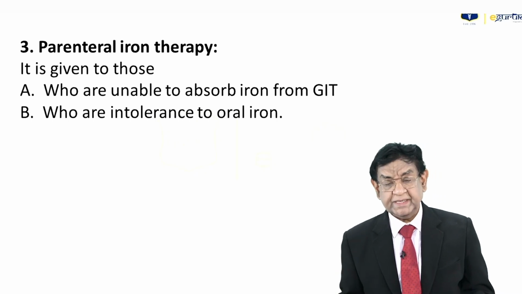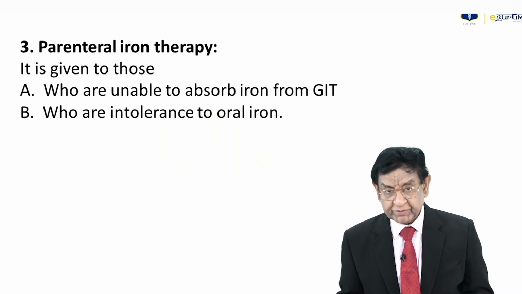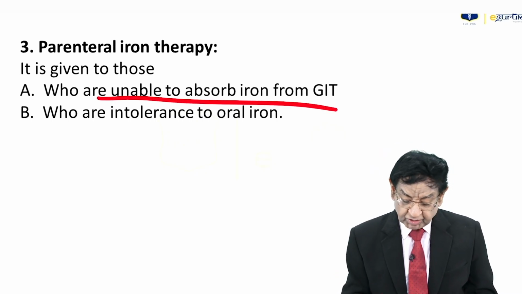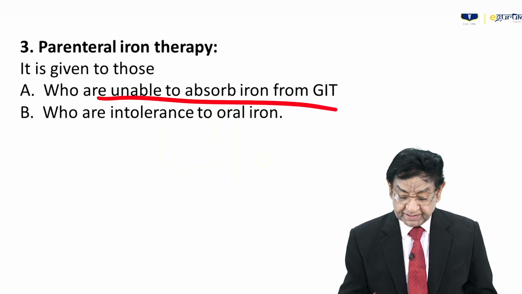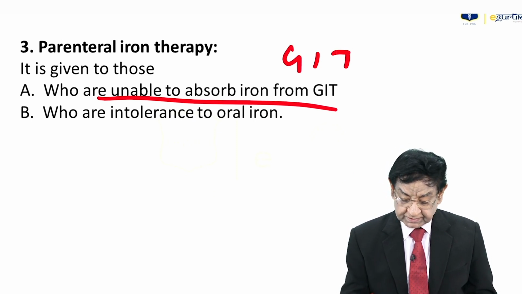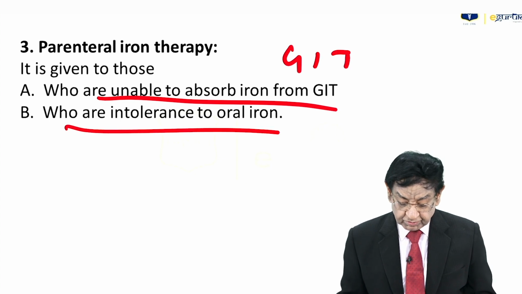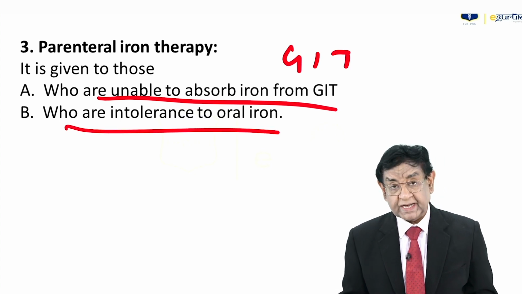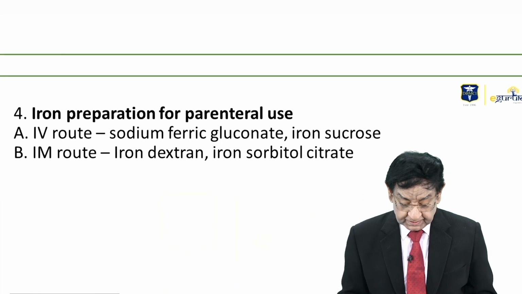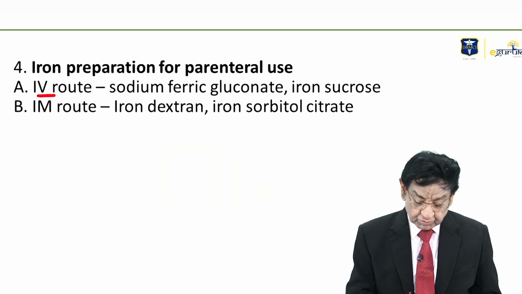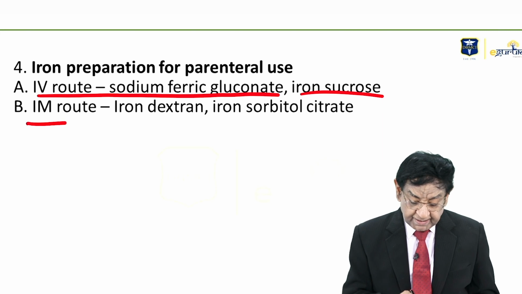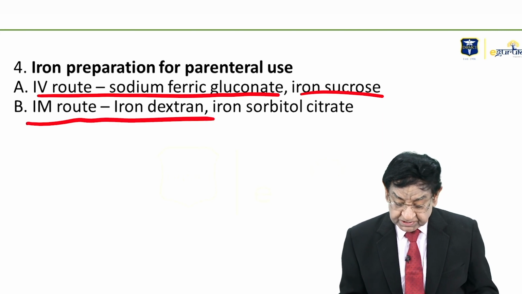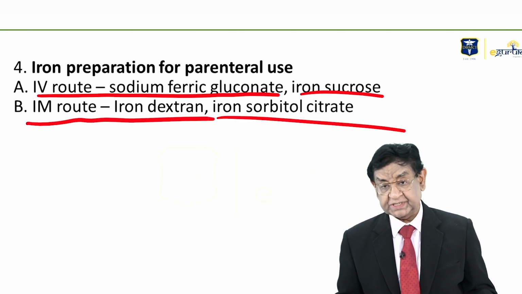Parenteral iron therapy is uncommonly used, but we have to give it in situations where they're not able to tolerate oral iron, because that can lead to a lot of GI disturbance, or they are not able to absorb it. So we can give by the intravenous route, sodium ferric gluconate or iron sucrose. By the IM route, iron dextran and iron sorbitol citrate.